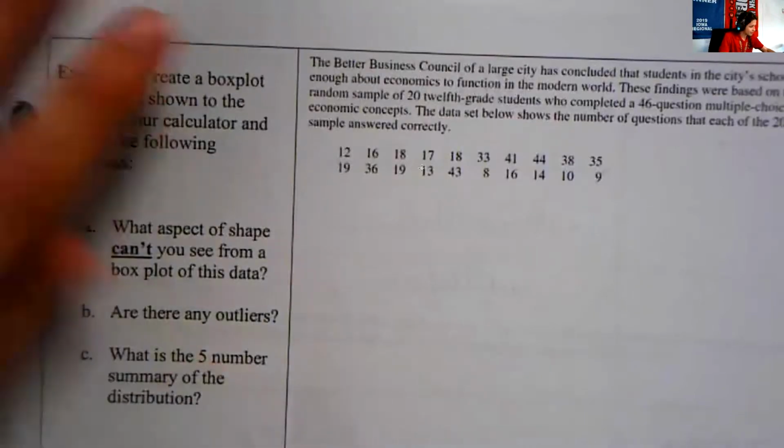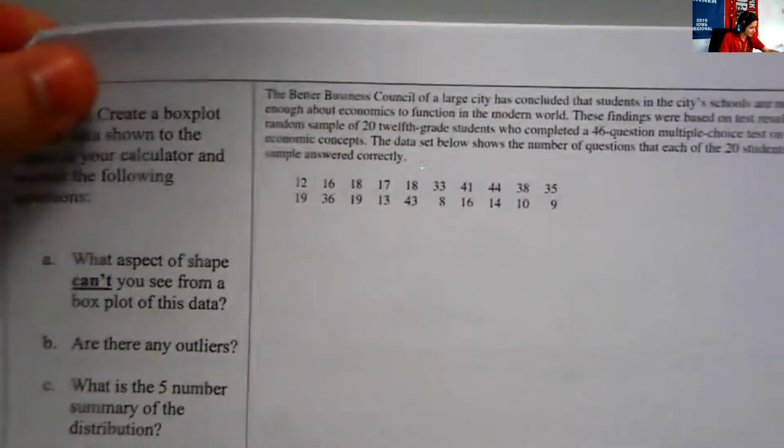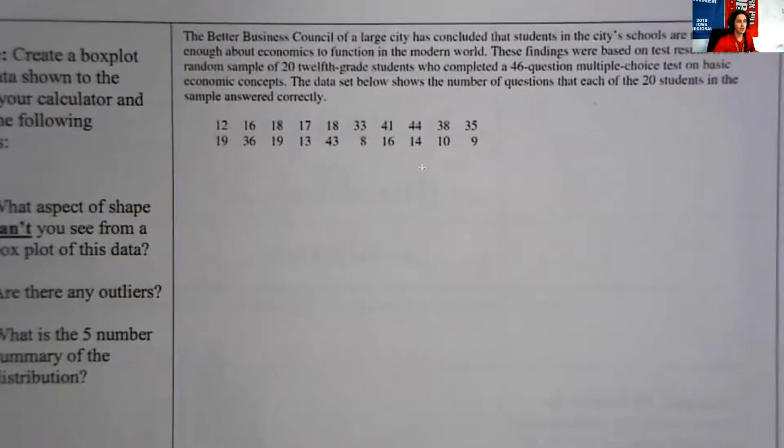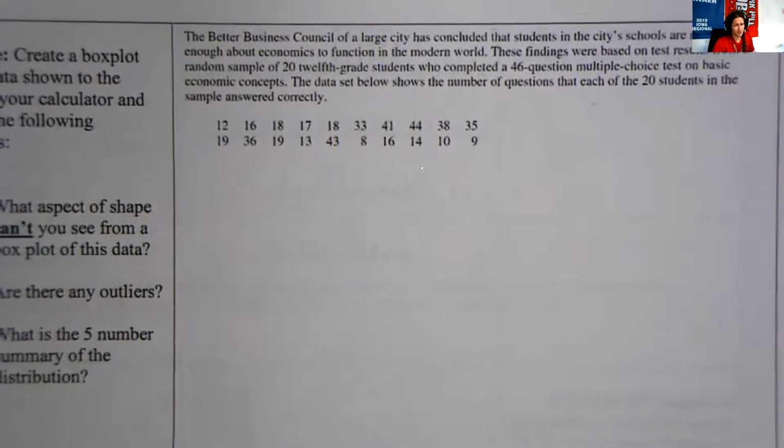Okay, so we're going to create a box plot from this data here. I'm going to walk you through it. The Better Business Council of Large Cities concluded that students in the city schools are not learning enough about economics. We've got a random sample of 20 12th grade students. They take a 46 question multiple choice test, and they didn't do very well. Let's see how they did.